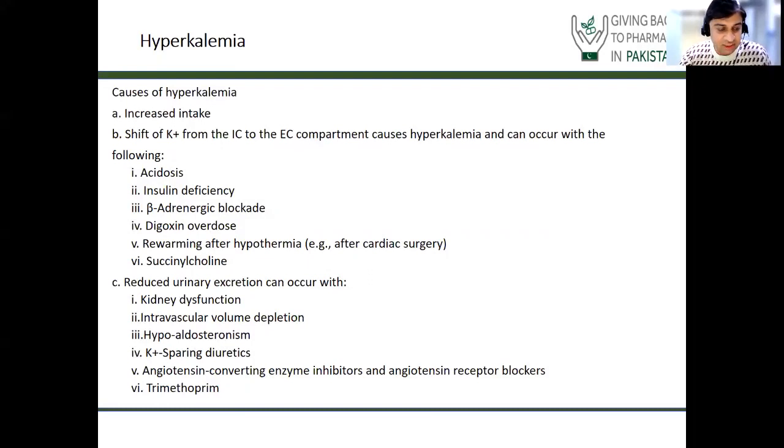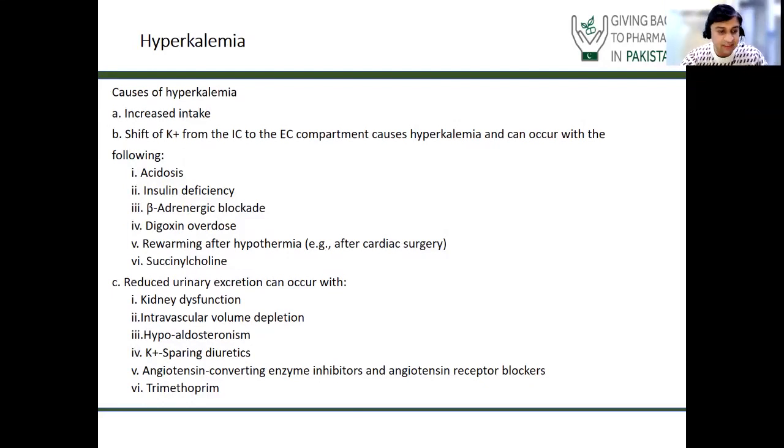And there are some conditions that can cause hyperkalemia, like acidosis, insulin deficiency, beta adrenergic blockade, digoxin overdose, rewarming, especially after hypothermia, and succinylcholine, in all those patients who are paralyzed with succinylcholine. Always remember to check the potassium levels. If the patients have a very high level of potassium, do not give succinylcholine.